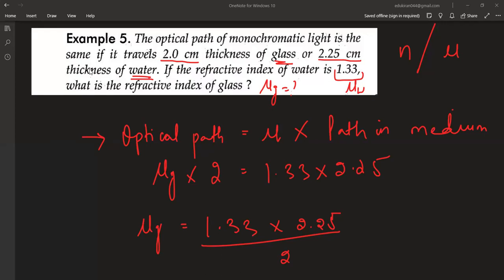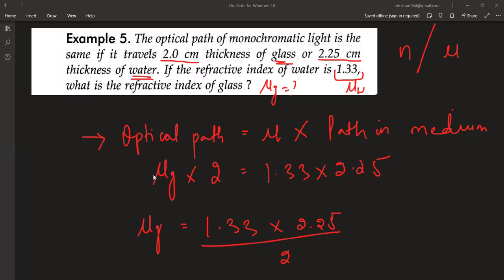Yes, say. No, optical path, how is it mu g into 2? See, the derivation for this is not included in your syllabus. That involves the speed, the time, and the wavelength. So that's why I'm saying that derivation is not there. Simply see, this is obtained through Snell's law only. We use Snell's law. So no need to go into the details. This is just sufficient: refractive index into the thickness.